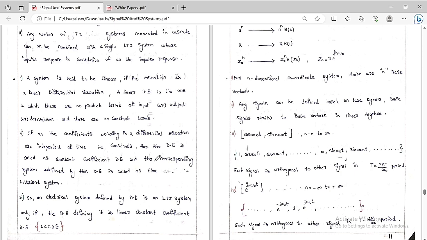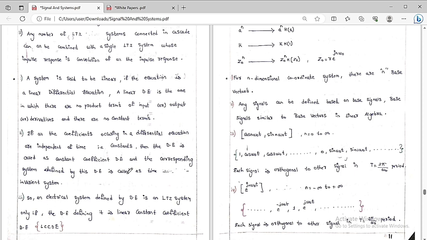So now the next point is, if all the coefficients occurring in a differential equation are independent of time, that is constants, then the differential equation is called a constant coefficient differential equation, and the corresponding system defined by this differential equation is called a time invariant system.